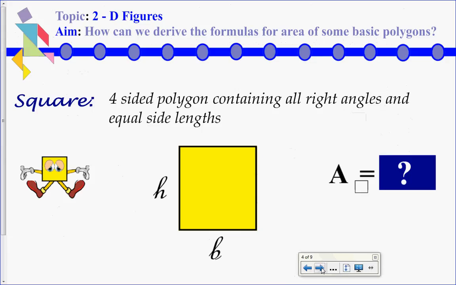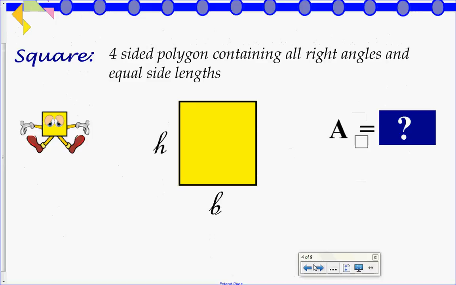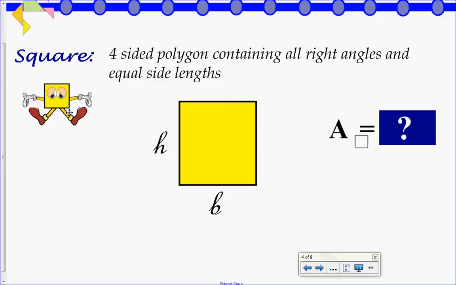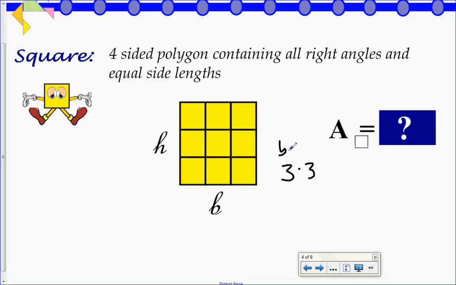All right, next. A square. You should know that a square is just like a rectangle, except all the side lengths are equal. Again, we have a height and a base, and here's Mr. Square. Hello. This time, notice there's 3 high and 3 to the side. We can still do 3 times 3. We can do base times height. 3 times 3 is 9. It works. 1, 2, 3, 4, 5, 6, 7, 8, 9.